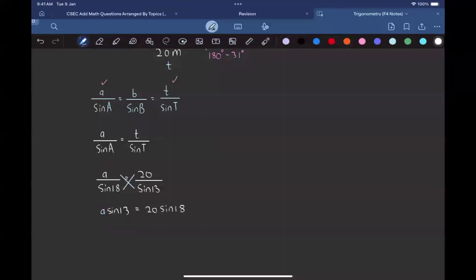What am I going to do next? Aliyah, what am I to do next? Divide by A, because sine 13 is a whole thing by itself. Are we trying to find A? Then you have to divide by sine 13. Correct.